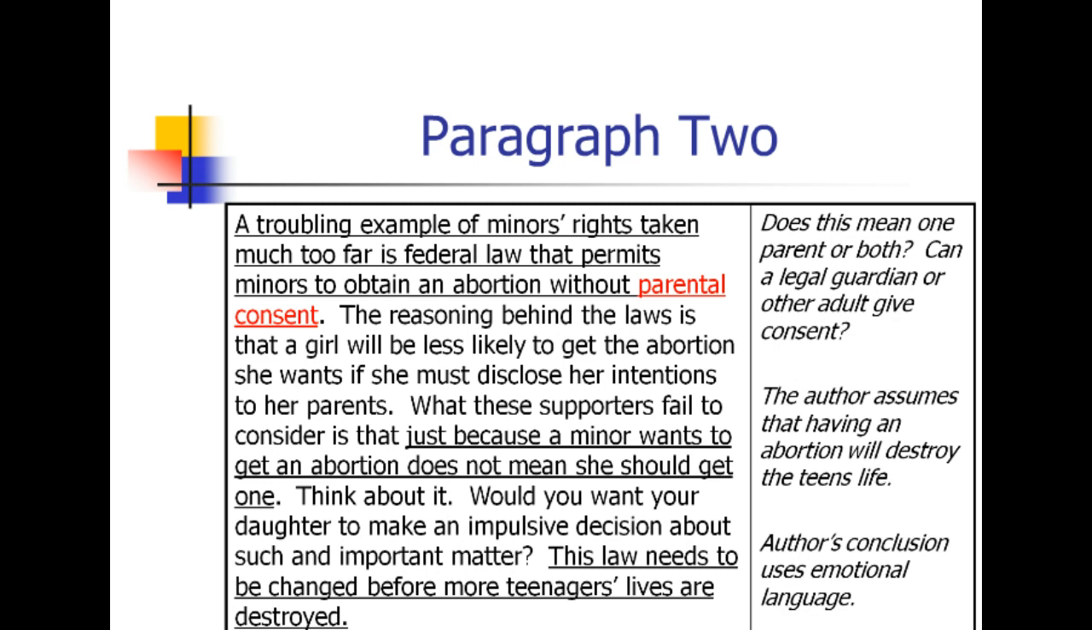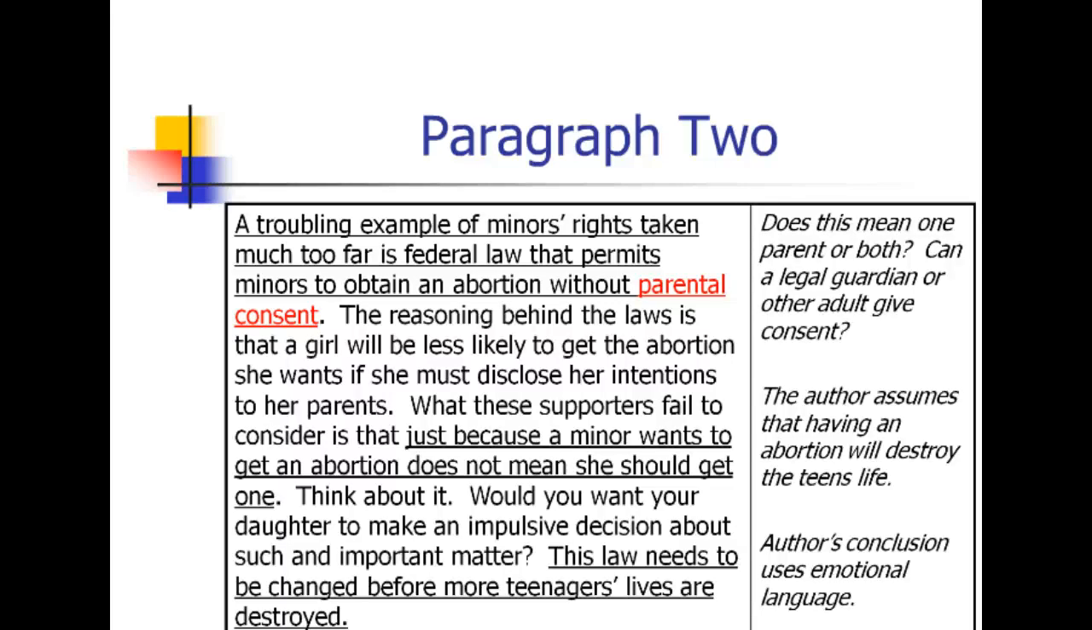In paragraph 2, I have found 2 more reasons, an ambiguity, and the author's conclusion. In reason number 4, the author states, "A troubling example of minors' rights taken much too far is federal law that permits minors to obtain an abortion without parental consent." Parental consent is ambiguous because it is not clear if the minor needs consent from both parents, one parent, or perhaps another adult guardian or relative.